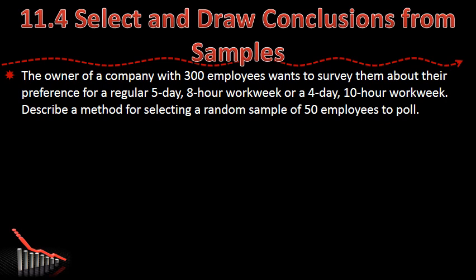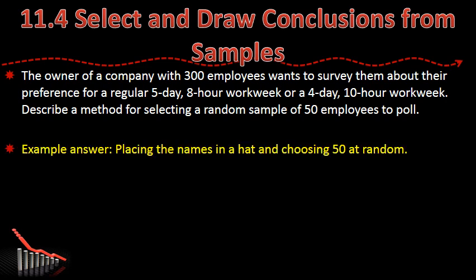Well, if we want to select 50 employees, there's many different ways. One example is you place all the names in a hat and have somebody randomly grab out 50. You could put them all on a computer spreadsheet and have a computer randomly choose 50, or things like that.